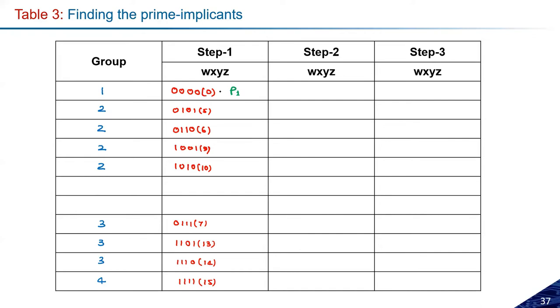Now let us try to make the pair with group two and group three. Okay. So if I'm making the pair, let us start with 5 and 7. This is the first possibility. Second possibility could be 5 with 13. Third possibility could be 5 with 14. So this is the first possible. Second possibility could be 6 with 7, 6 with 13, and 6 with 14. Similarly, 9 with 7, 13, 14, and so on. So let us try to make those pairs. Okay. So that we will do in step number two. Okay. So let us do it.